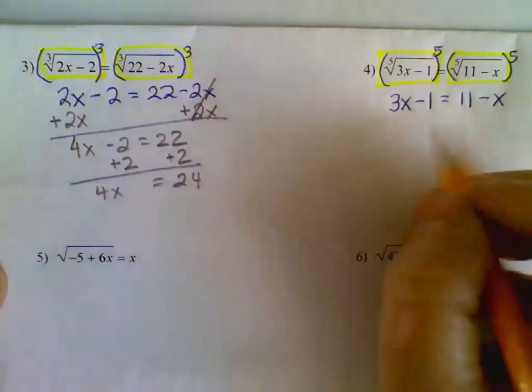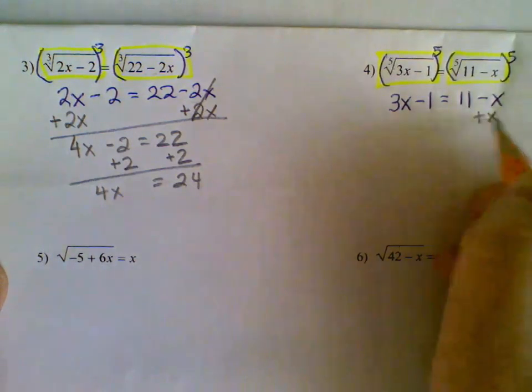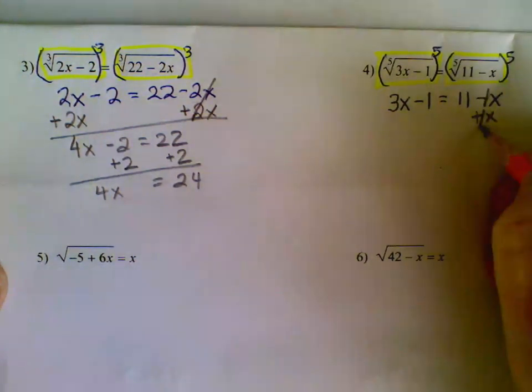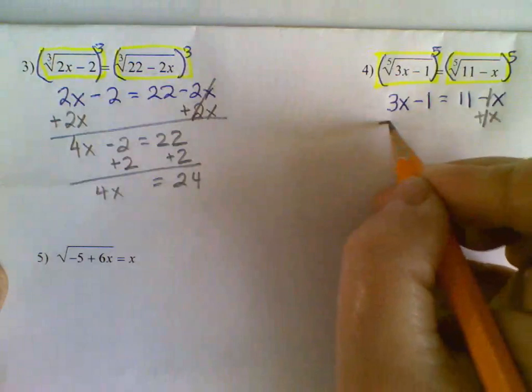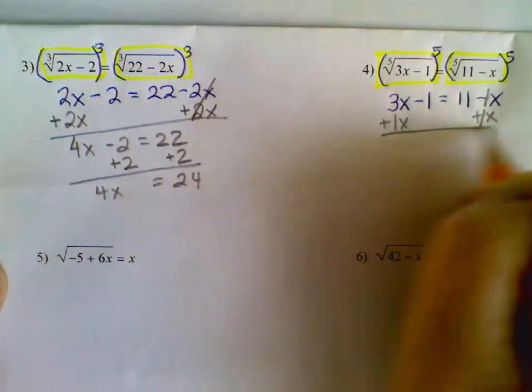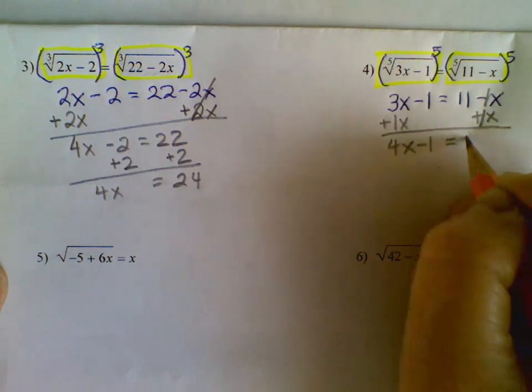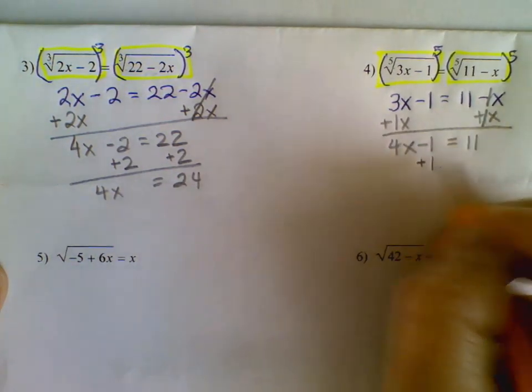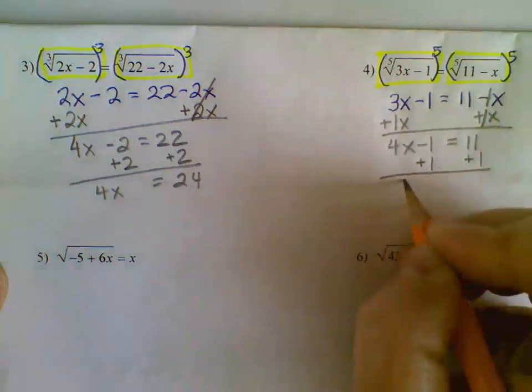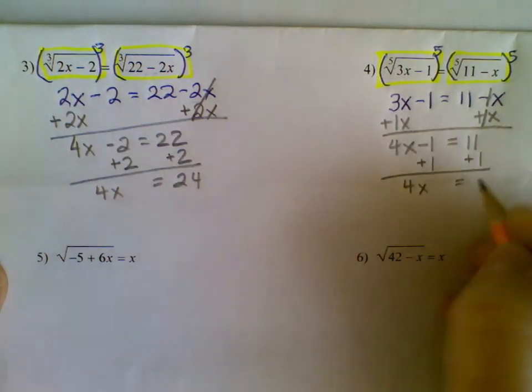All right. Similarly on this side, I can add this x. Now this is a 1x. If there's no number, that's a 1. So I'm going to add 1x here. That gives me 4x minus 1 equals 11. And then I'm going to add the 1 to both sides. So I get 4x equals 12.